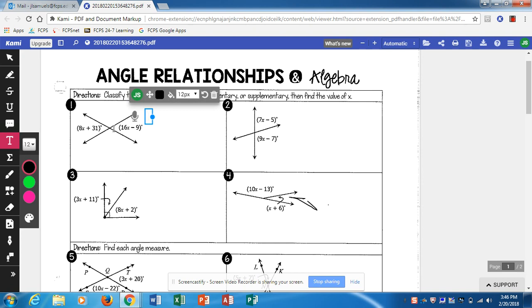First and foremost, if we look at this first example, we have 8x plus 31, and over here 16x minus 9. As you can see, we should know what relationship they have. They are across from one another. If we remember, when angles are across from one another and they're intersecting lines, they are vertical angles. So what relationship do vertical angles have? Vertical angles are congruent, and the word congruent means the same. So we're going to set both of these angles equal to one another.